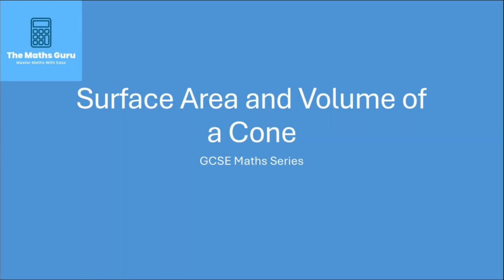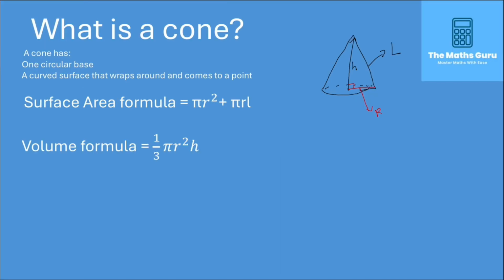Today we're going to be looking at surface area and volume of a cone. So to start off with, what exactly is a cone? A cone is a 3D shape which has a circular base at the bottom with a curved surface which wraps around and comes back to a point at the top of the shape there.